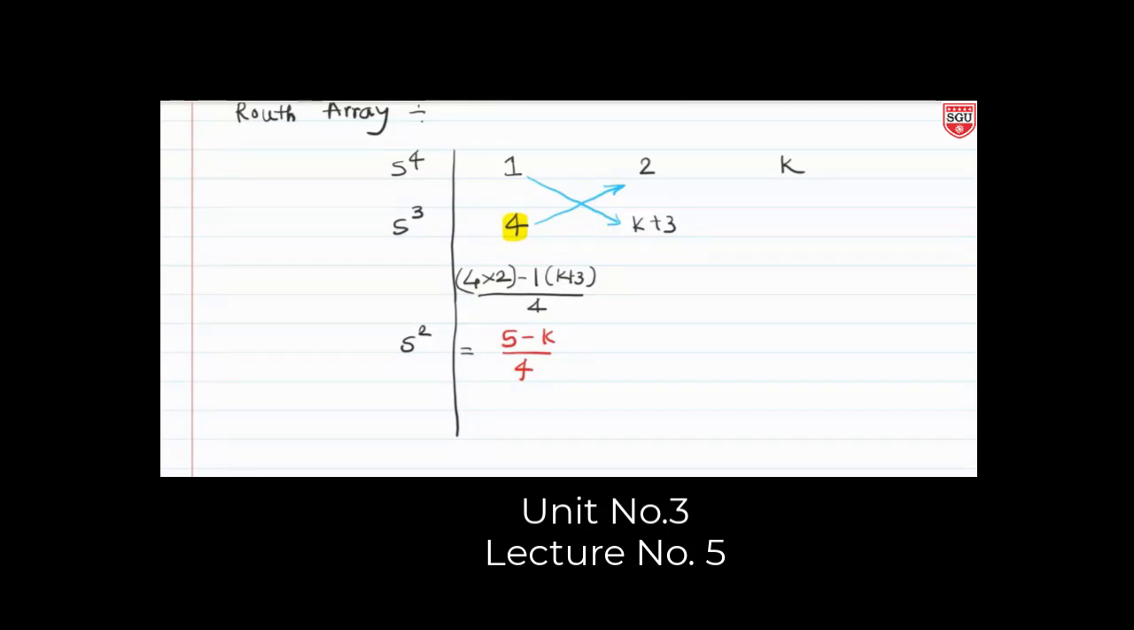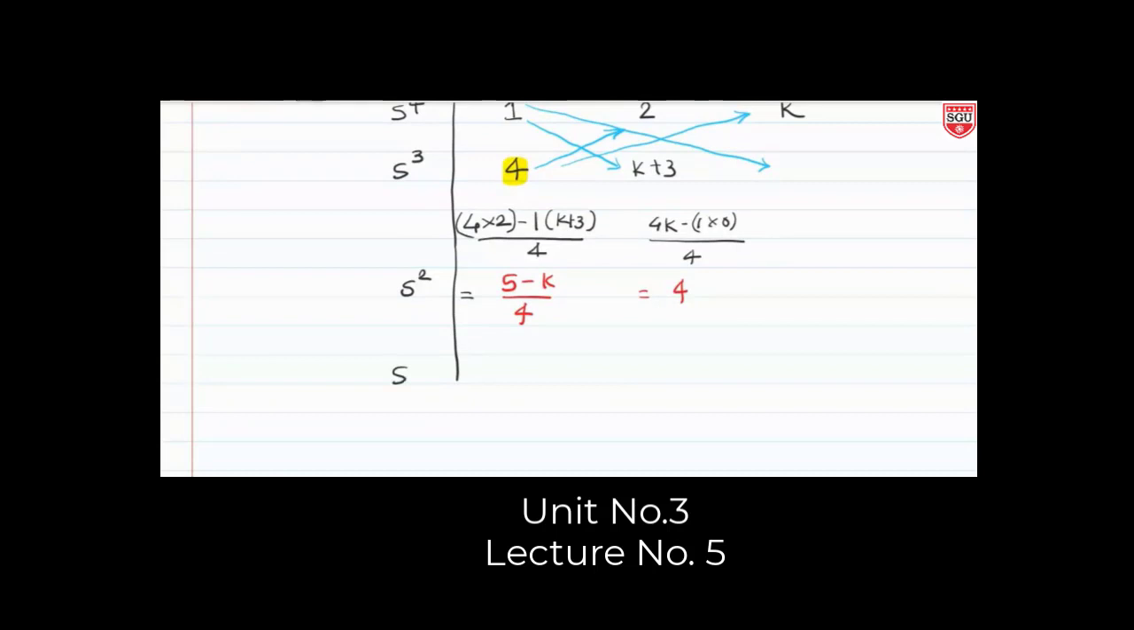Then the next term, what do we have to do? 4 multiplied by k minus 1 multiplied by 0, divided by 4. What answer will be there? The answer will be k, because 4k divided by 4 is k. So we got the next row.